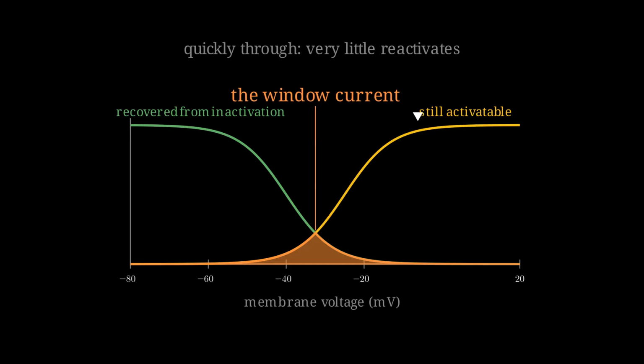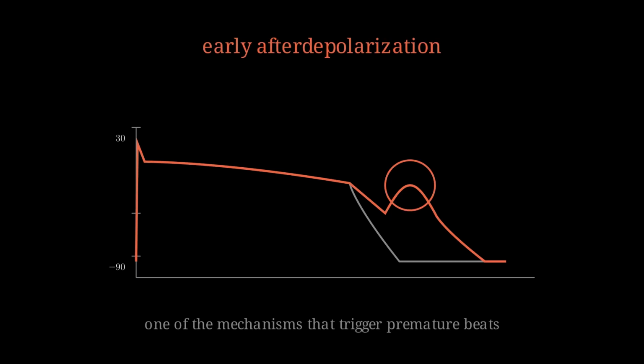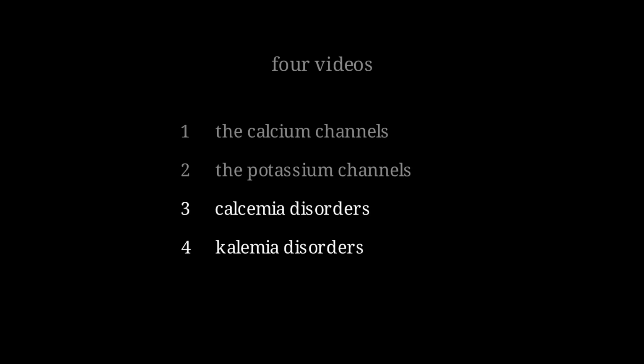If the membrane passes quickly through this range, very little of them reactivate. But if repolarization is slow, more channels can reopen and allow calcium back into the cell. This renewed current can produce a second depolarization during the same action potential, which is known as an early afterdepolarization, and it's one of the mechanisms by which cardiac cells can trigger premature beats. And if enough cells are affected, it can produce torsades de pointes. But we'll explore that in the later videos.